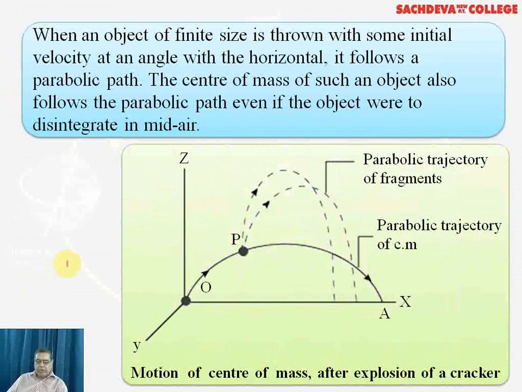It is shown in the adjoining figure, where OX, OY, and OZ are the three axes, and P is an object and its fragments are shown, but the trajectory is always parabolic. It won't change. The fragments are shown by the dotted lines, and the parabolic trajectory of the center of mass is indicated by a dark line.